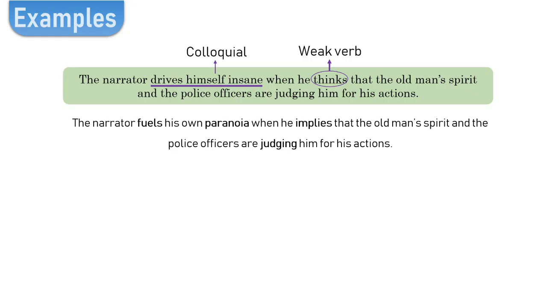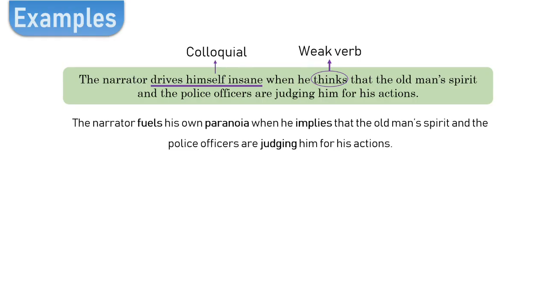So the narrator fuels his own paranoia when he implies that the old man's spirit and the police officers are judging him for his actions. I've bolded the words in here that I think definitely highlight a good use of word choice. Notice how I said "fuels his own paranoia" instead of "drives himself insane," because actually in this story we can't necessarily claim that the narrator is insane. So paranoia, I think, better encapsulates what the mental state of the narrator is.